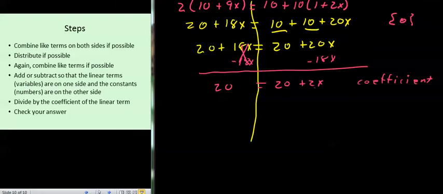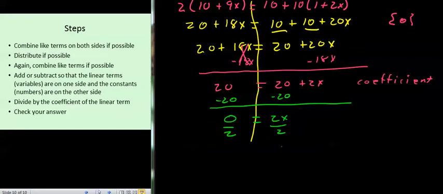All right. Next step. Constants on the other side. So minus 20, minus 20. 0 equals 2x. Divide by 2, divide by 2, and I get x. What is 0 divided by 2? Why, it's 0. So my answer is 0.